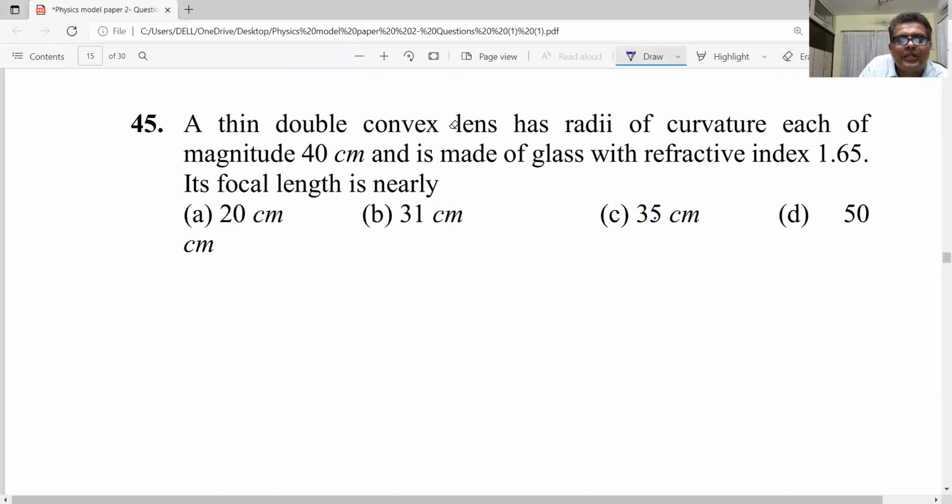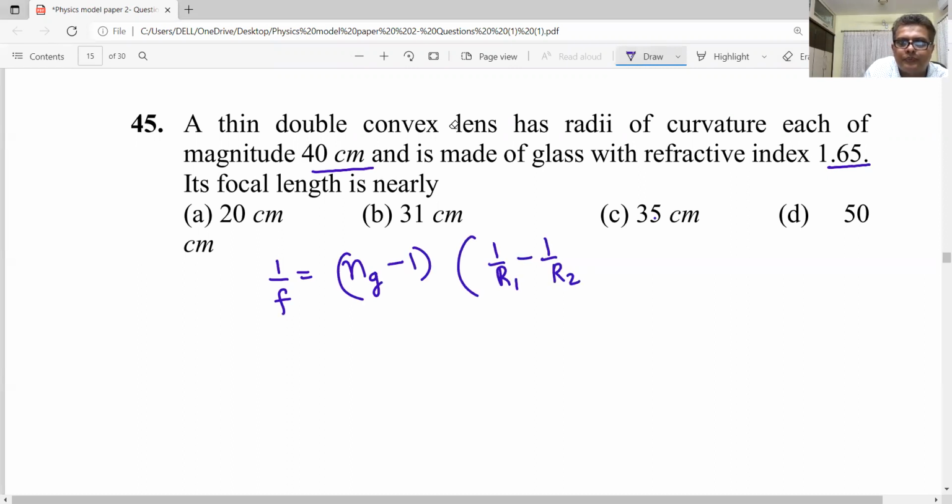A thin double convex lens has radii of curvature, each of magnitude 40 centimeter, and is made of glass with refractive index 1.65. Its focal length is nearly. So we have to find out the focal length. So we can go by 1 by f is equal to, it is a glass lens, minus 1 into 1 by r1 minus 1 by r2.